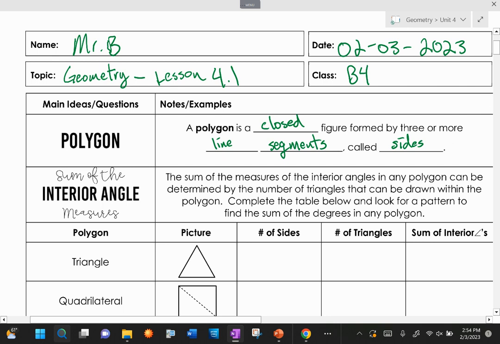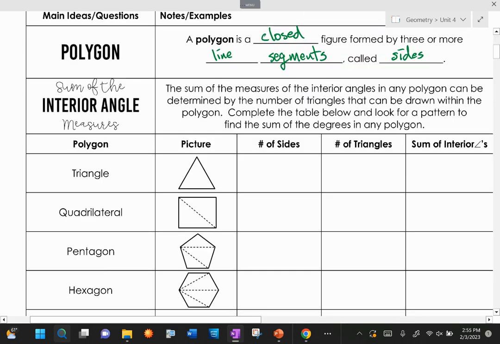Marley, will you please read that? The sum of the measures of the interior angles of any polygon can be determined by the number of triangles that can be drawn from the polygon. Complete the table below and then find the sum of the degrees. Perfect. Incredible reading.